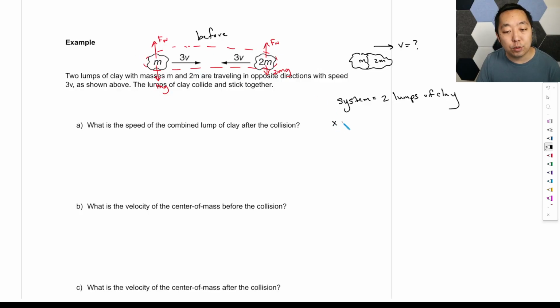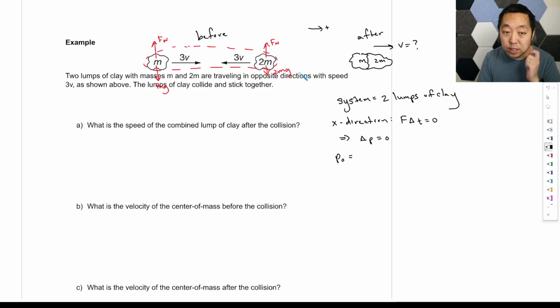So in the x direction, they will experience a force on each other when they hit, but that's internal to our system. In the x direction, the impulse is 0. And that implies that the change in momentum is 0. So let's do right is the positive direction. And now let's do the initial momentum. The initial momentum is the total momentum of this system as a whole, if we're assuming right is the positive direction. Remember, this is a vector.